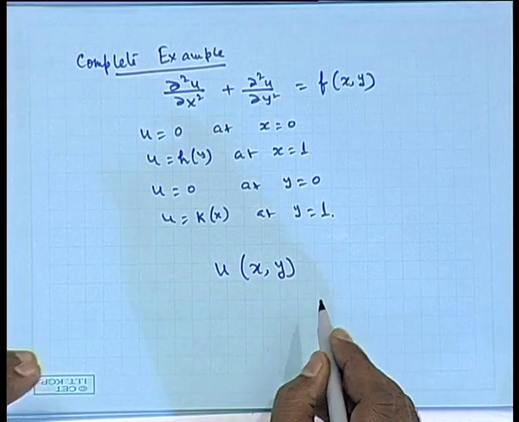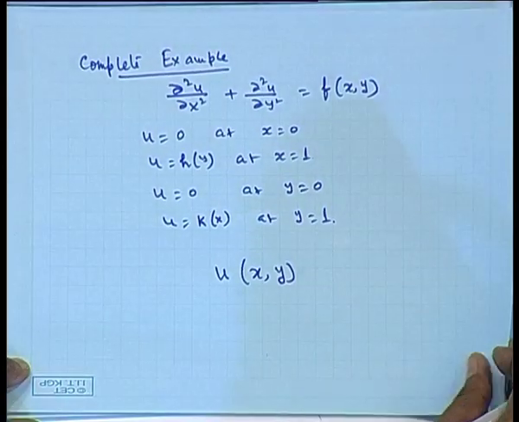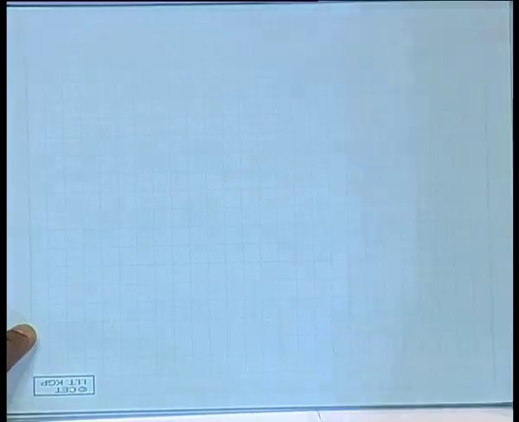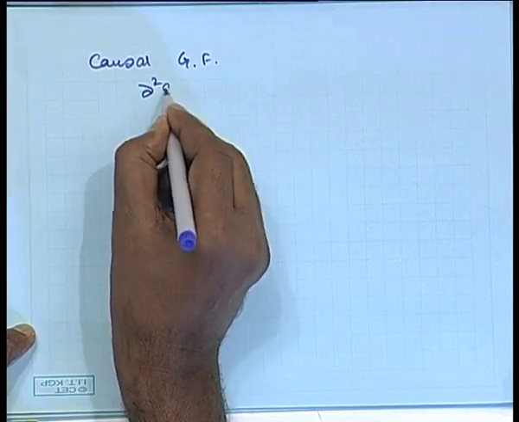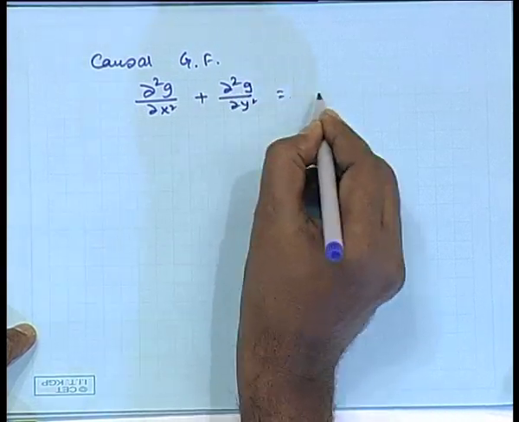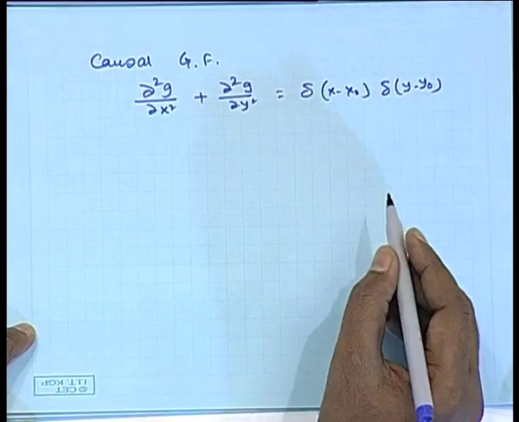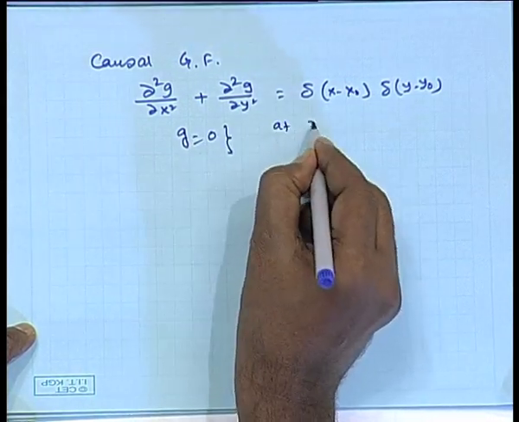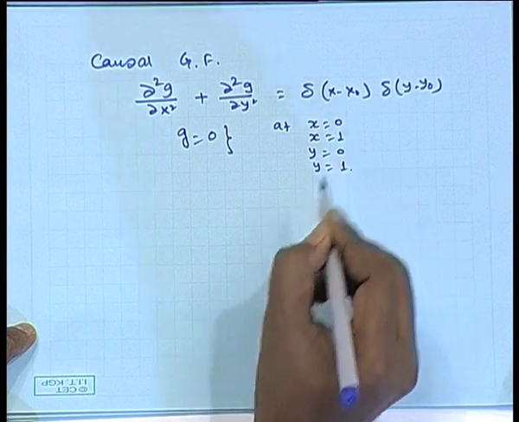So, we construct the corresponding causal Green's function the same way we have done previously, and we will be using that expression of Green's function as it is, because we have already solved the problem. The causal Green's function will be del square g del x square plus del square g del y square equal to delta x minus x naught delta y minus y naught. And g is homogeneous at all the 4 boundaries, at x equal to 0, x equal to 1, y equal to 0, y equal to 1.